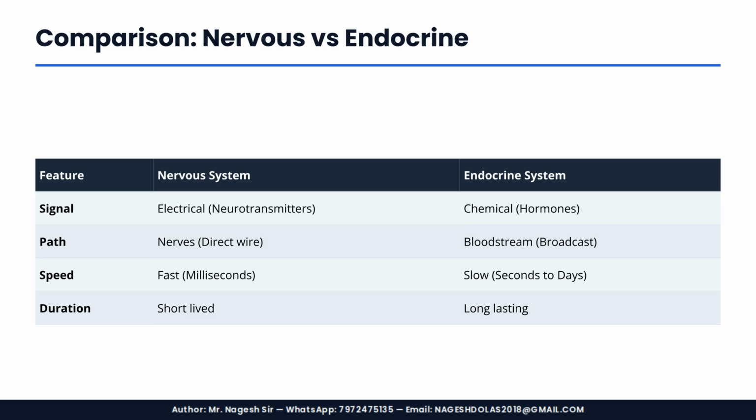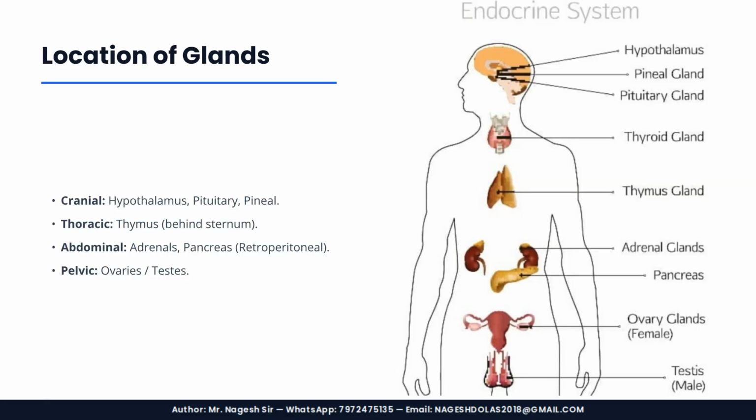The nervous system uses fast, electrical signals via nerves, while the endocrine system uses slow, long-lasting chemical signals, or hormones, broadcast through the bloodstream. The endocrine glands are distributed throughout the body. Cranial glands include the hypothalamus, pituitary, and pineal. The thymus is in the thorax. Adrenals and pancreas are abdominal, and ovaries or testes are pelvic.